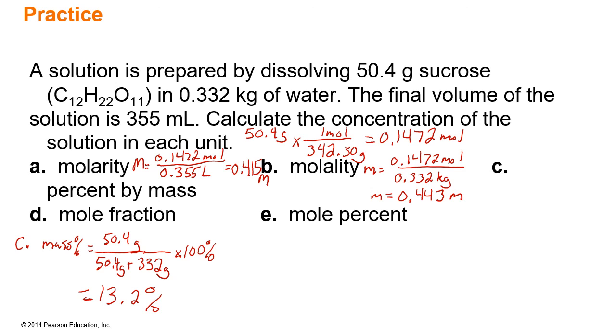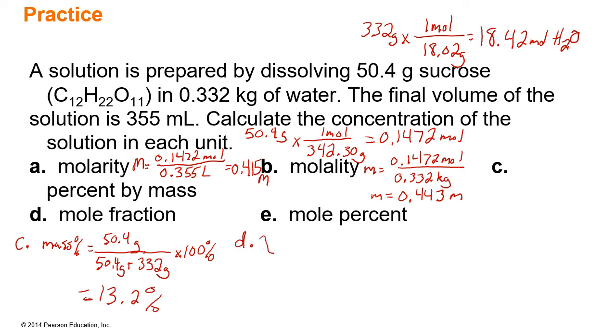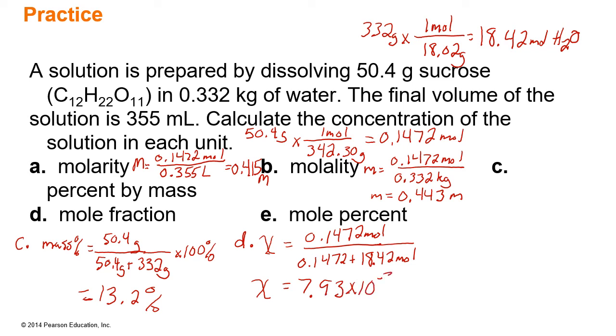Mole fraction, we're going to have to find the moles of the solvent. So we're going to take the mass of our solvent, use the molar mass of water because our solvent is water. That gives us 18.42 moles of water. And then we can find our mole fraction, which is the moles of the sucrose divided by total moles. So the sucrose plus the water. And our mole fraction is equal to 7.93 times 10 to the negative third.